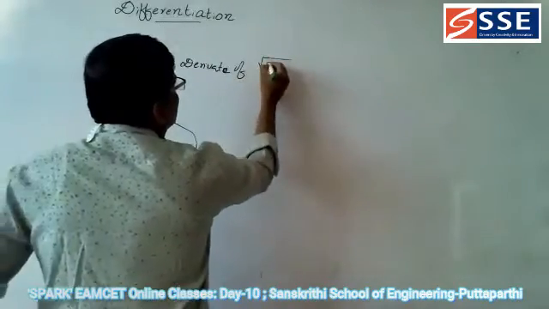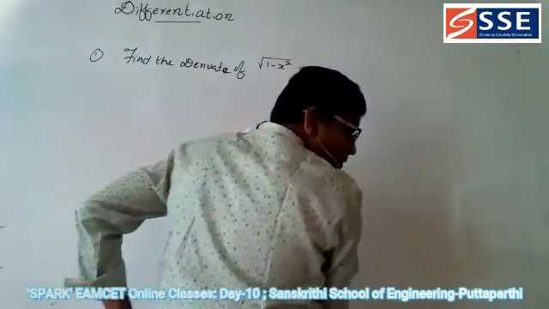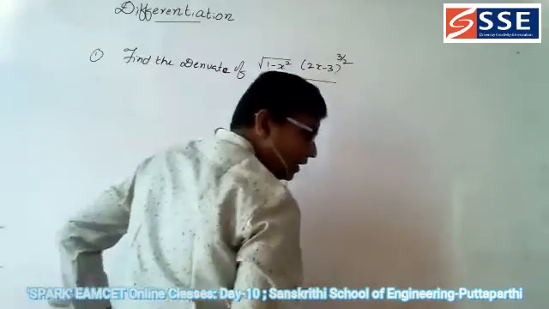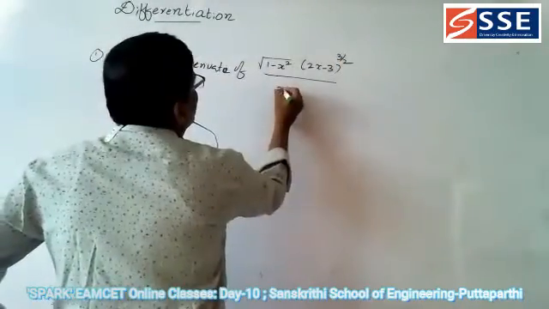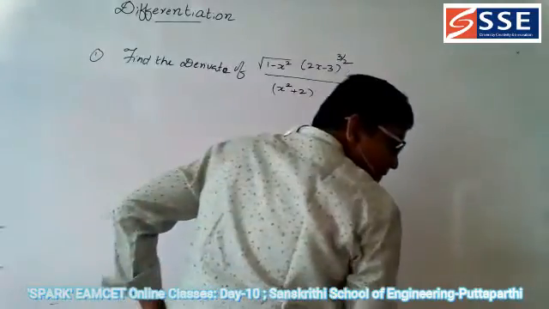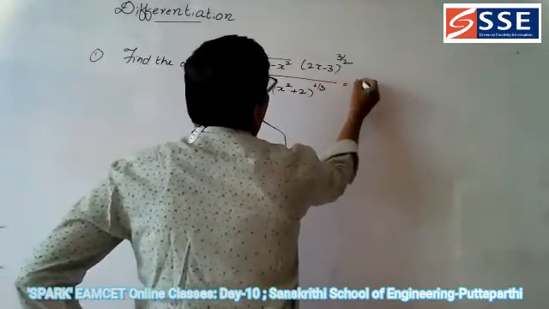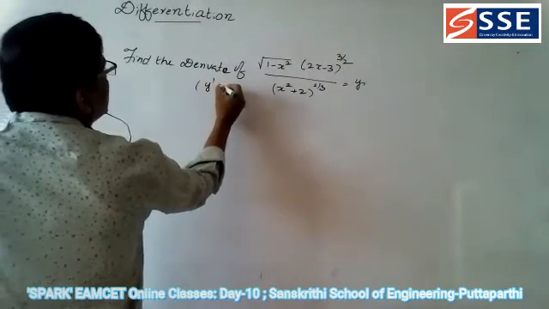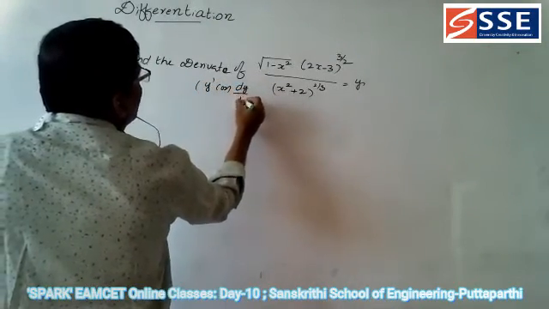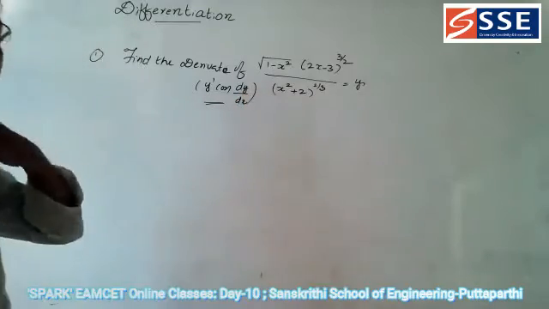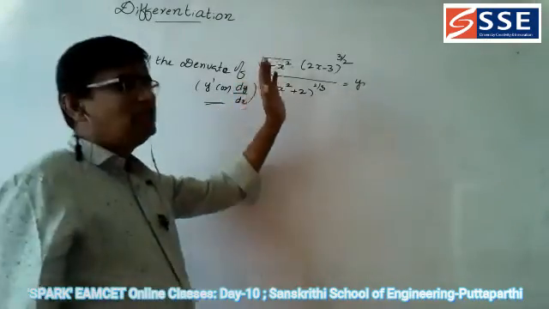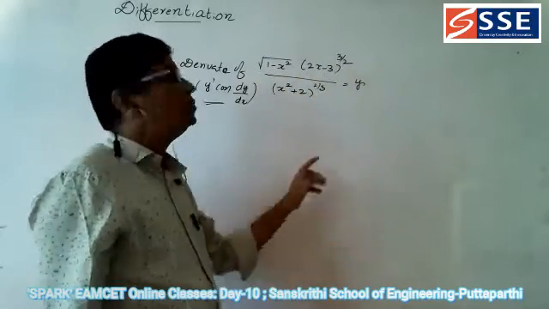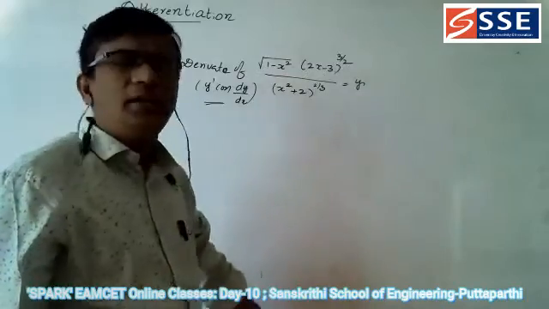Root of 1 minus x square into (2x minus 3) whole power 3 by 2, divided by (x square plus 2) whole power 2 by 3, is equal to y. Then find the derivative. Derivative is nothing but y dash, or we can say dy by dx. We want to find that. Somewhat it is typical by seeing this. So y is equal to root of 1 minus x square into (2x minus 3) whole power 3 by 2 divided by (x square plus 2) whole power 2 by 3.